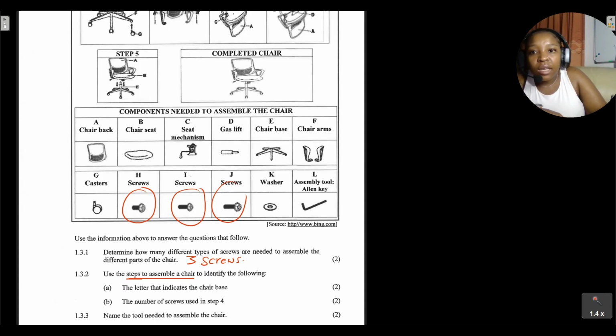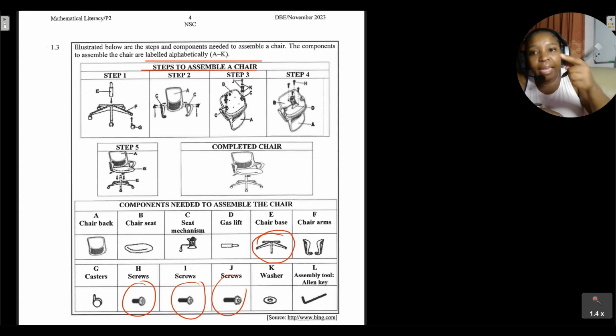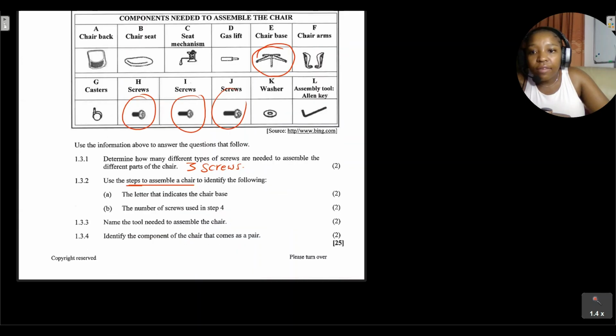We can already see from the components needed that our chair base looks like this, né? So that means from the steps, we're going to look for a figure that looks like that. So we can see that it's this figure there. So what letter is used to indicate the chair base? We can see that the letter that is used to indicate the chair base is F. B. Use the steps to assemble a chair to identify the following.